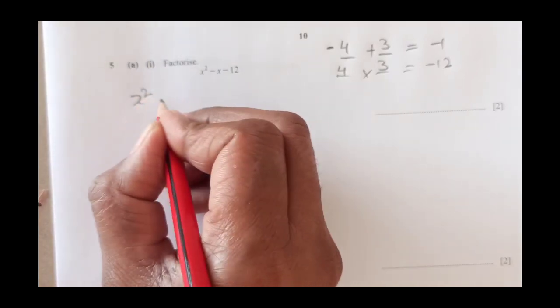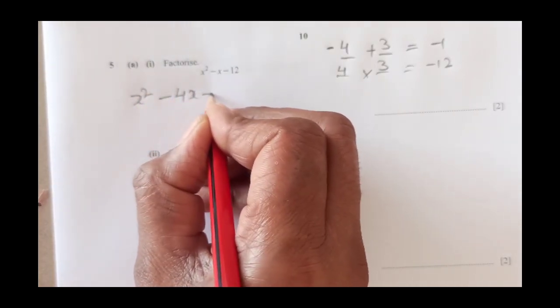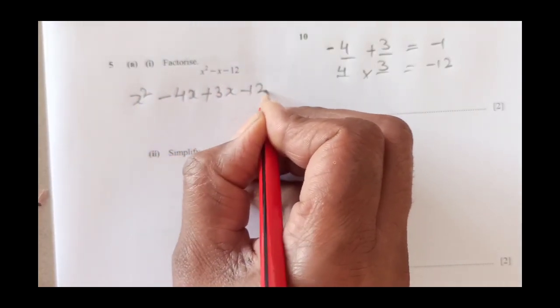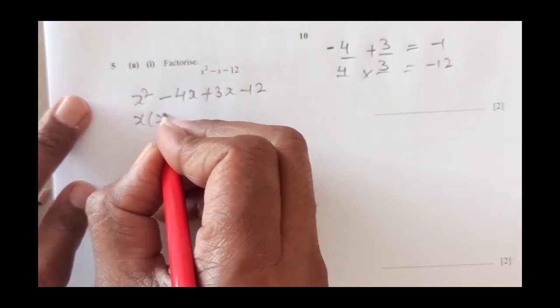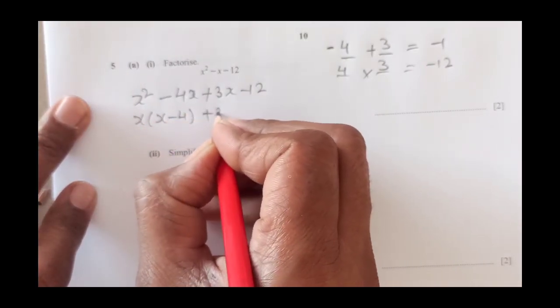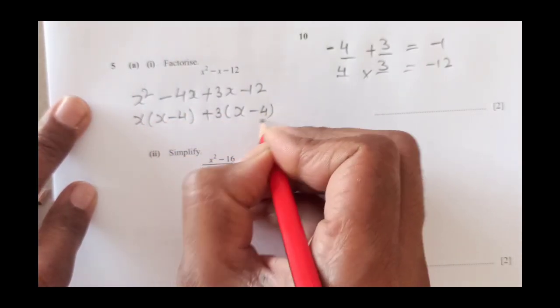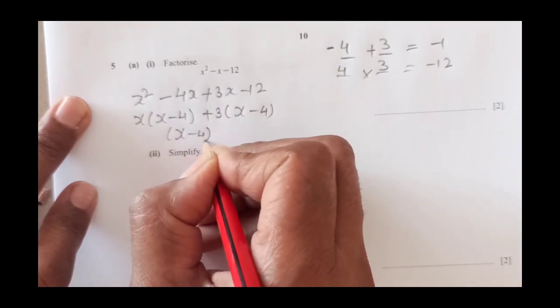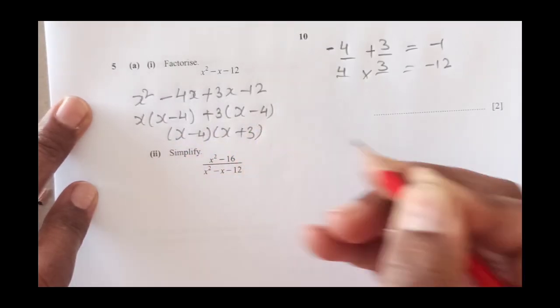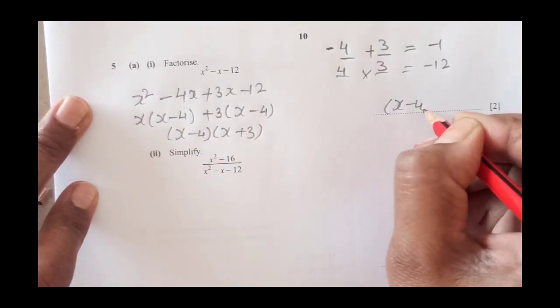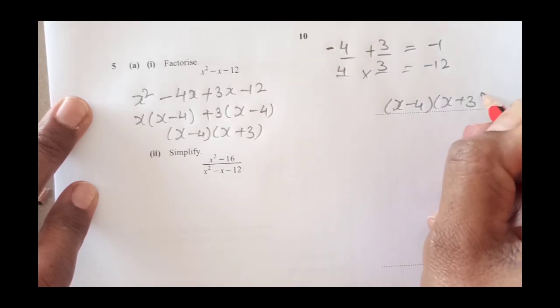So x squared minus 4x plus 3x minus 12. So x is common, so we have x minus 4. From here 3 is common, x minus 4. So x minus 4 and x plus 3. So x minus 4 and x plus 3, right?